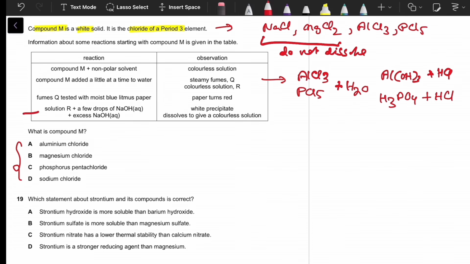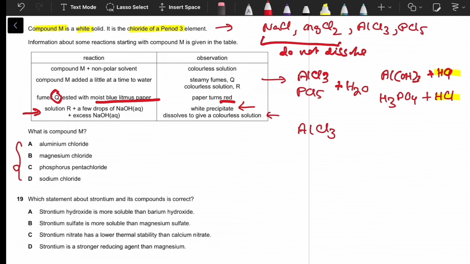Okay? Down here, it says the fumes of Q are tested with moist blue litmus paper and it turns red. So that means the fumes are coming from an acid, which makes sense for both of these. Then it says solution R plus a few drops of sodium hydroxide are added, and then excess sodium hydroxide is added. First, a white precipitate is given, then it dissolves to form a colorless solution. From this, we can already tell you that it is aluminium chloride.